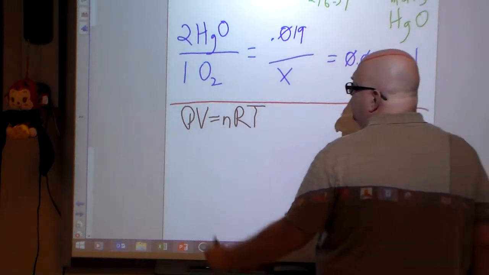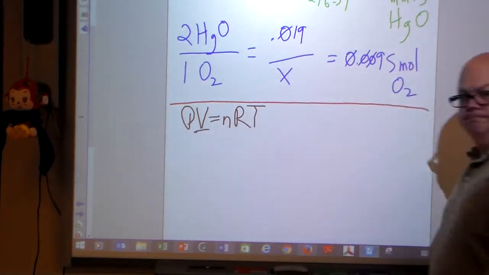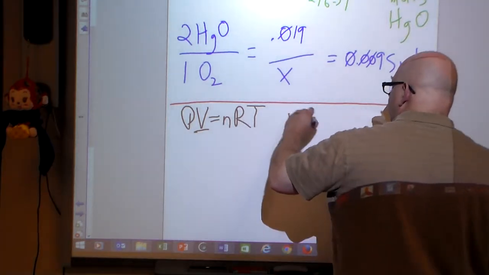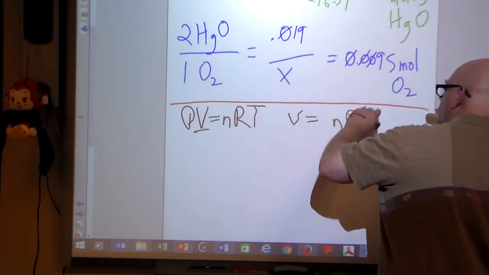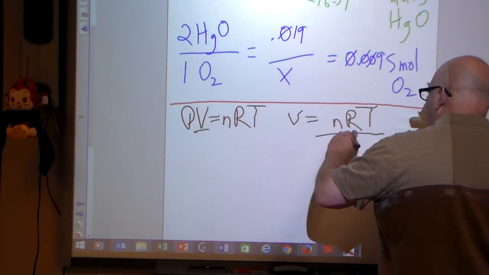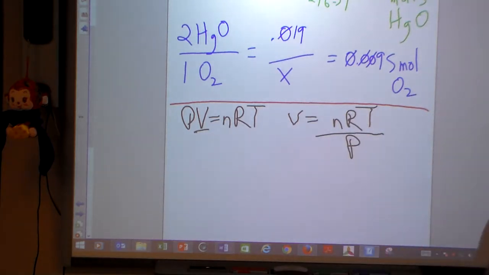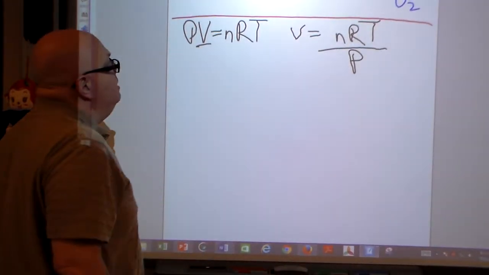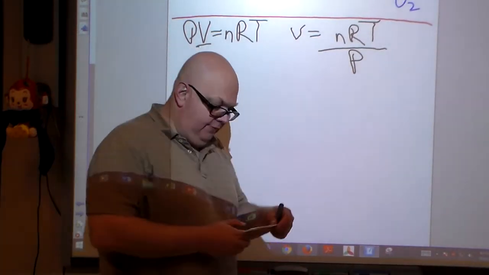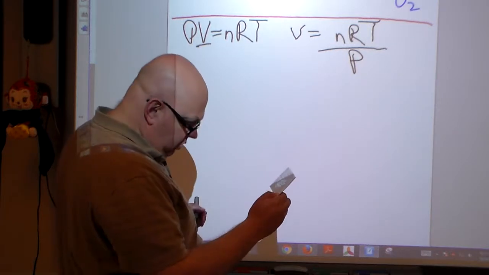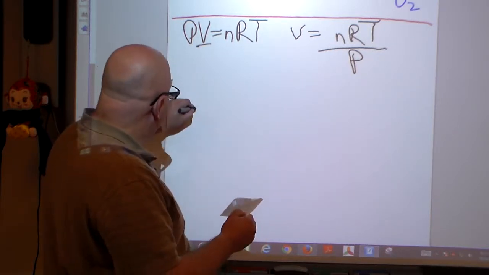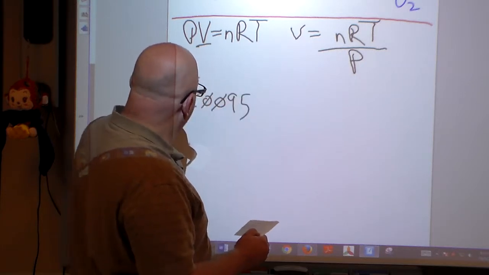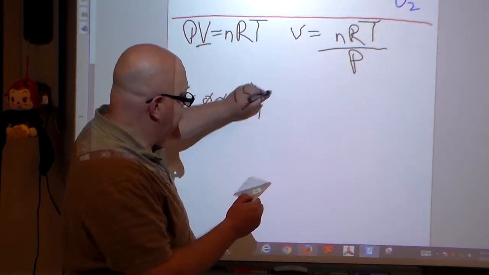So in other words, we need to solve for our volume. Okay? So for our volume, in this case, it's just going to be volume is equal to nRT divided by P. It's not that bad. It really isn't. We have the n from the previous problem. So let's go with it. So we had 0.0095 moles of our oxygen gas, right?